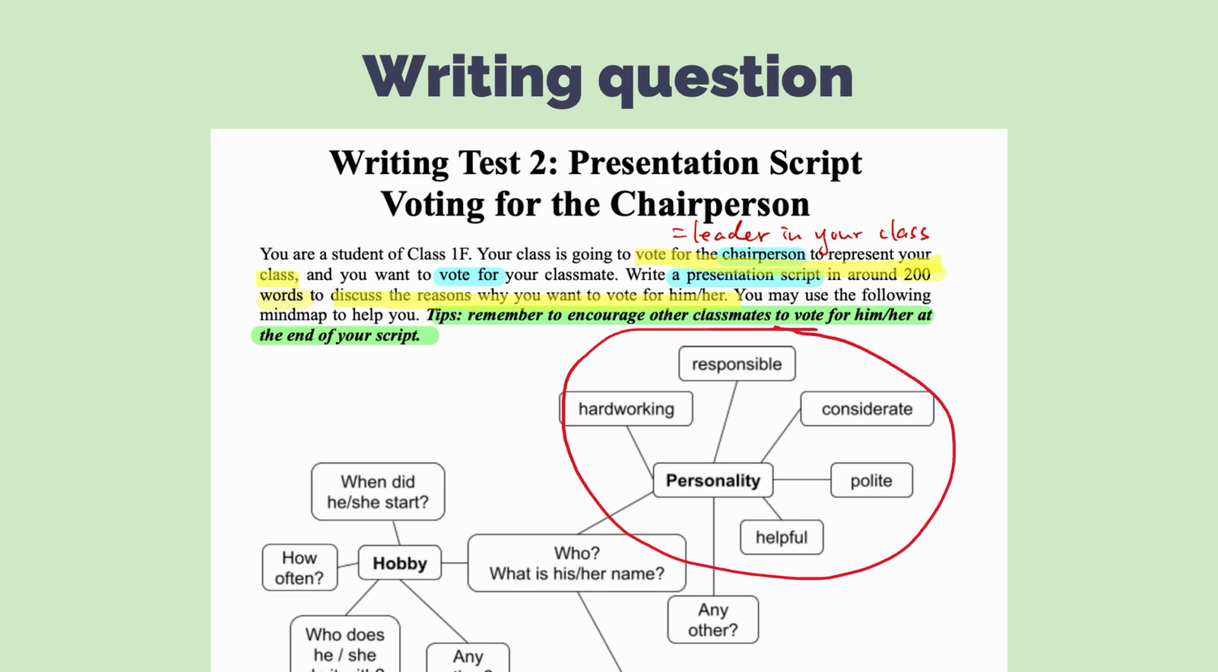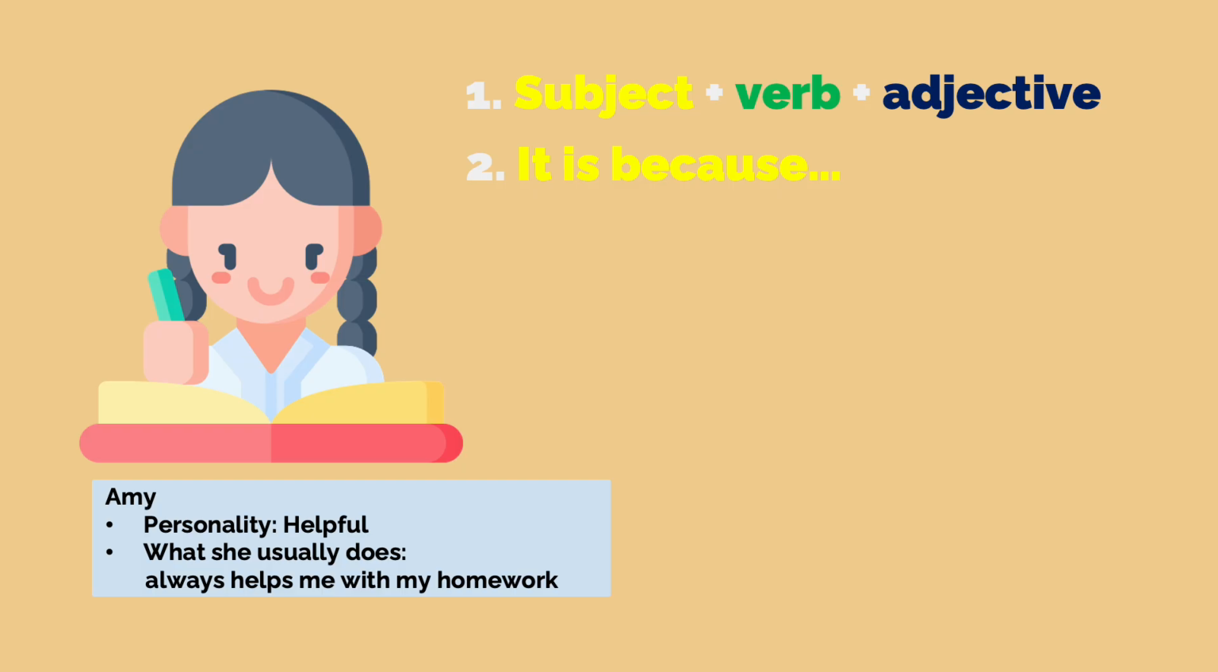Now, it's time for you to take out a piece of paper and a pen and get ready for the task. Now, imagine the student who you want to vote for is called Amy, and here are some descriptions about her. Please spend 10 seconds to think about the following questions. How can we use the sentence pattern subject plus verb plus adjective to describe Amy's personality? Next, how can we use the sentence pattern it is because to explain why Amy is helpful?